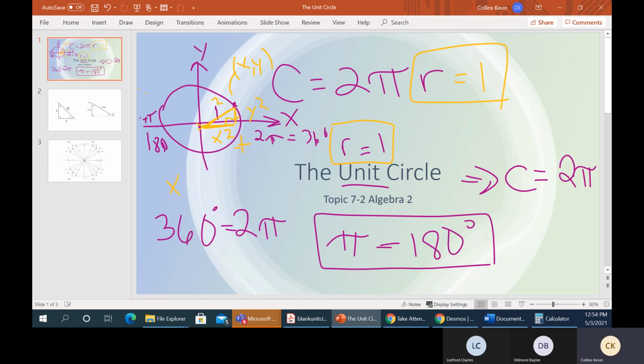So that means x squared plus y squared equals 1. Okay? So Pythagorean theorem. Something else we've seen a lot of, something else we're kind of used to, right? Okay. So a couple other things to know in this particular situation.